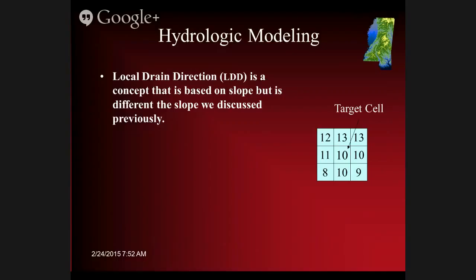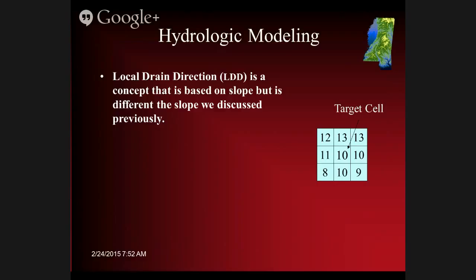It's a concept that's kind of similar to what we talked about when we did slope, where we discussed what slope is. Slope is the degree of the change. Aspect is the direction of the change. Slope is the degree of change that occurs through that window of 9 cells.